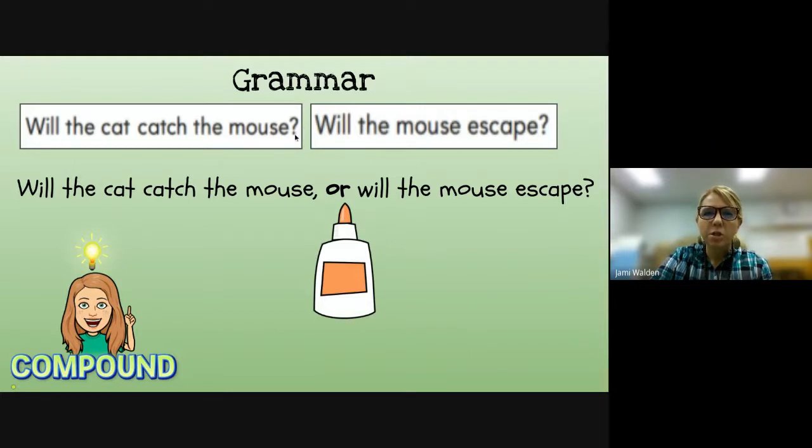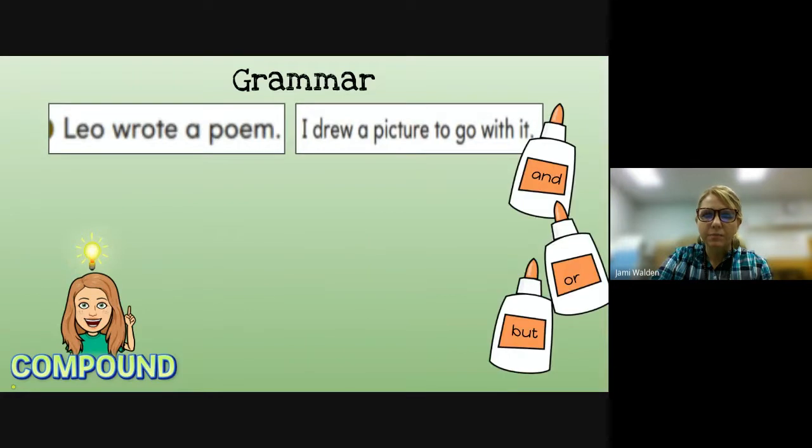Instead of this question mark after mouse in the first question, I now have a comma. Good. We put in that glue word, the conjunction or, and the W in will for the second question is now lowercase. Or will the mouse escape? And my question mark now goes at the end of my compound question. Let's look at another one.